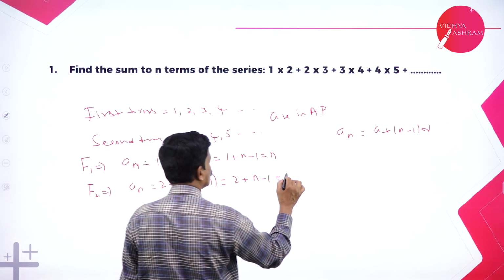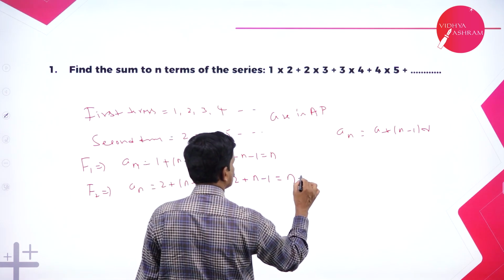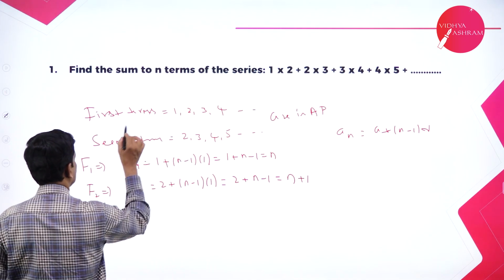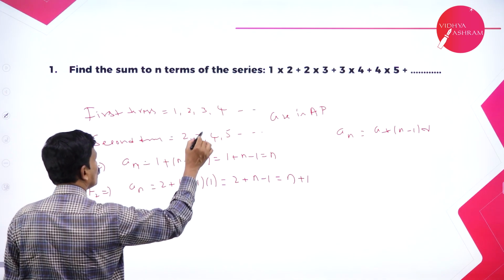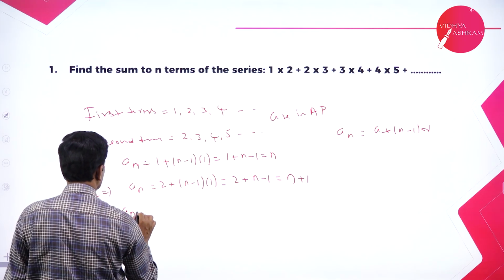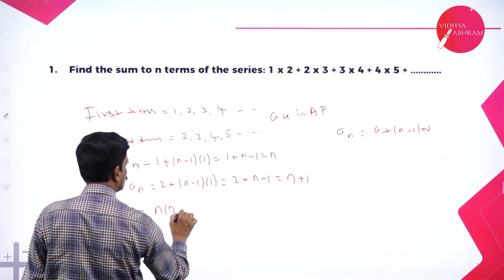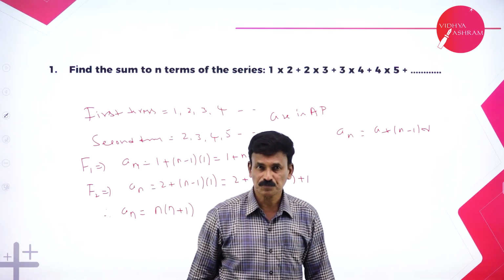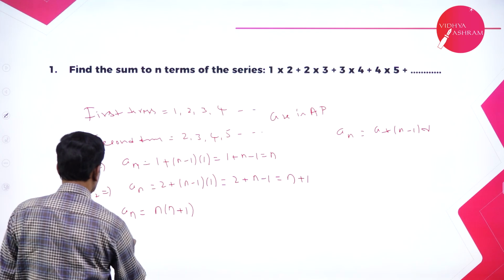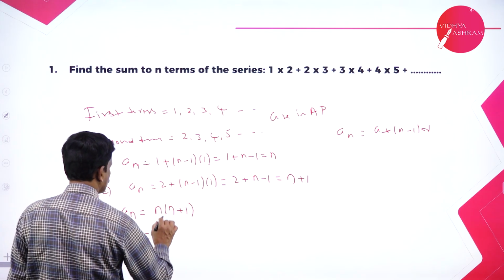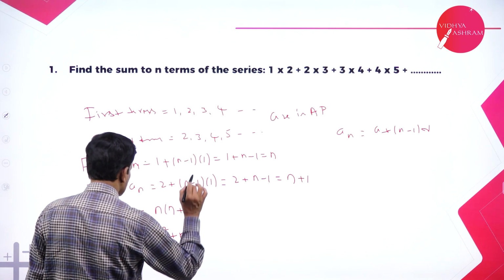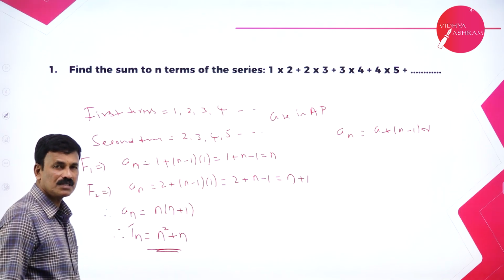So this can be written as n, 2 minus 1 is 1. So therefore, the nth term of the given sequence, for this the nth term an is equal to n into n plus 1. So the nth term Tn can be written as n into n plus 1, that is n square plus n. So this is the nth term for the given series.